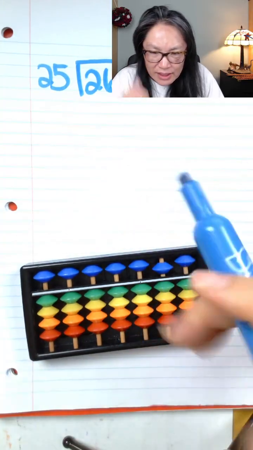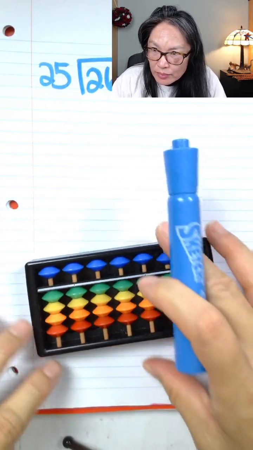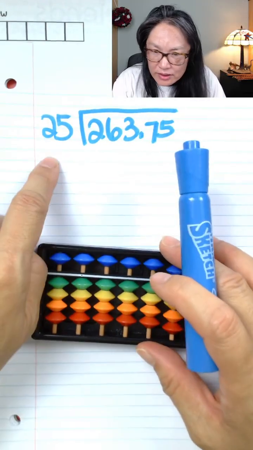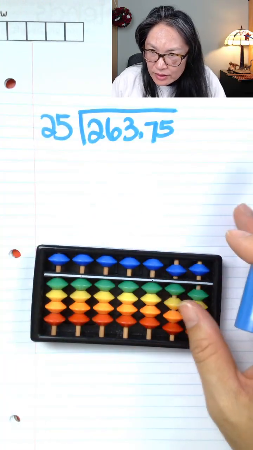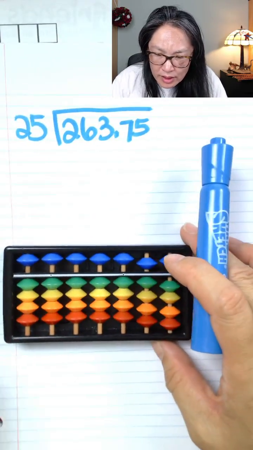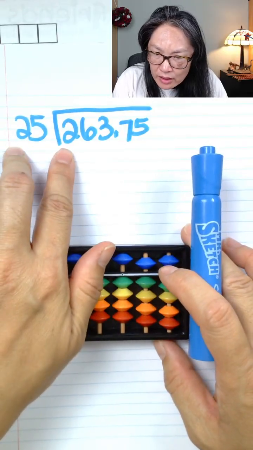263.75. Money doesn't matter, and decimals don't matter because they're not part of the divisor. Because it's not part of the divisor, we don't have to worry about it. And so what we're going to do is compare.